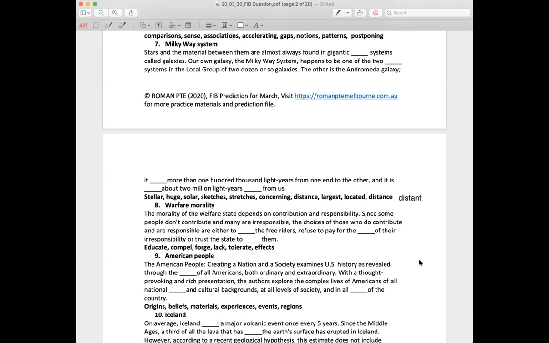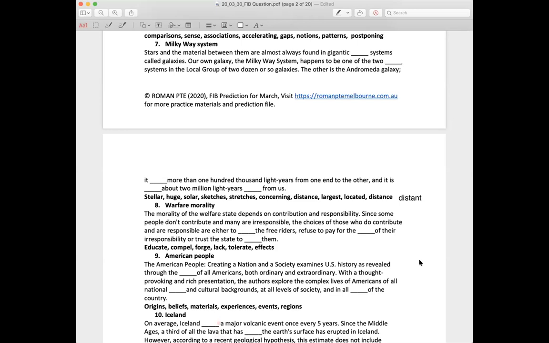So now I need to spend more time to understand this, because it's not coming out naturally. So I will start reading more of the sentences here so that I can understand what is happening. And now I know the answer should be tolerate, because these are people who are paying money and they have to bear the free riders who don't pay money, because later in the sentence it says refuse to pay for their responsibility or trust the state to them. So that means these people who actually pay have to tolerate the others who do not pay. And after that, refuse to pay for the what? Effects of their irresponsibility. Or trust the state to educate them.